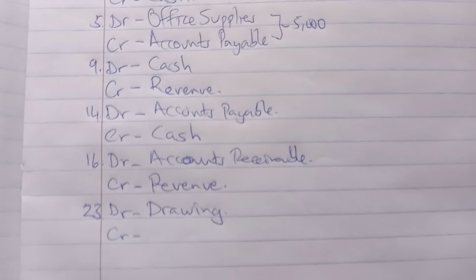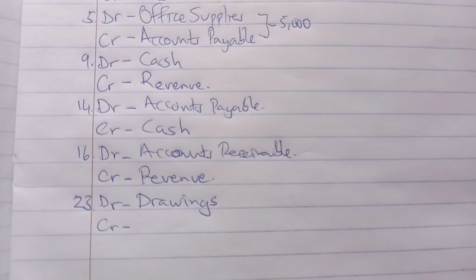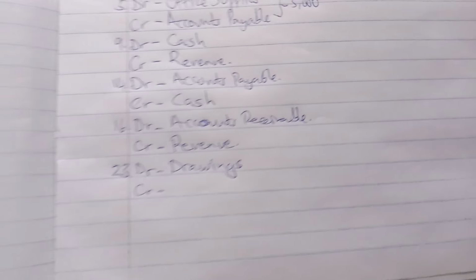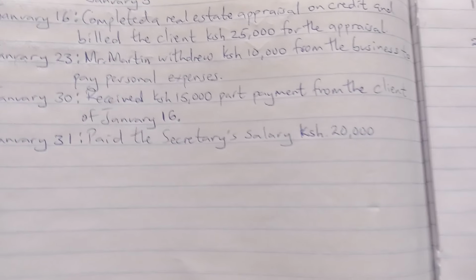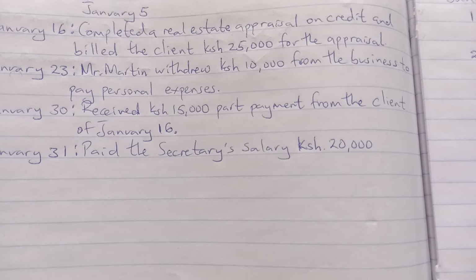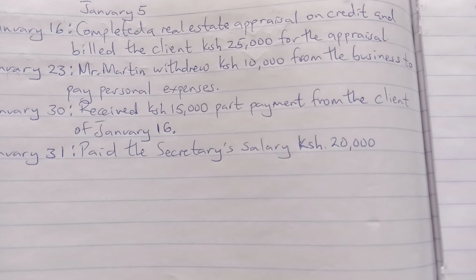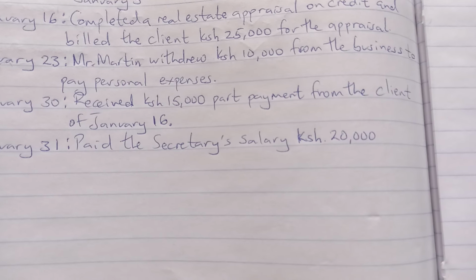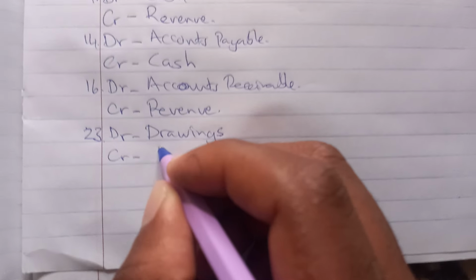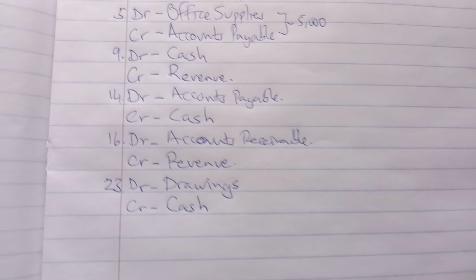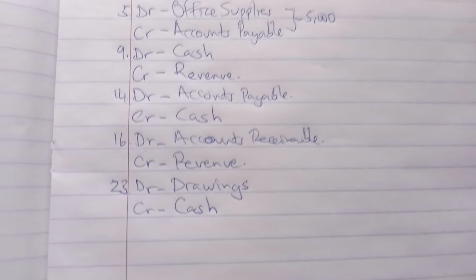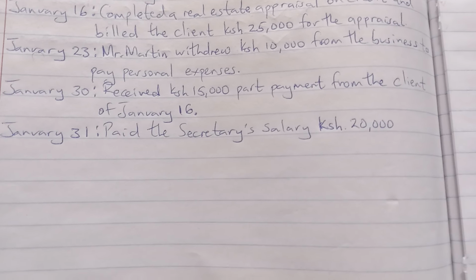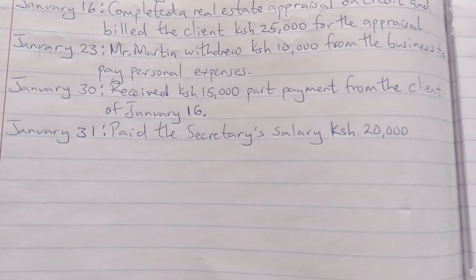So drawings is an account which we create when we see that the owner of the business is withdrawing something from the business for personal use. And in this instance, Mr. Martin is withdrawing cash worth 10,000. So cash is reducing. And if it is reducing, we do what? We credit. Hope that one is clear. We are remaining with two transactions.